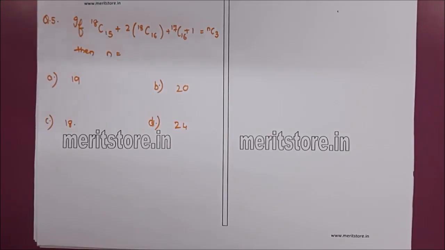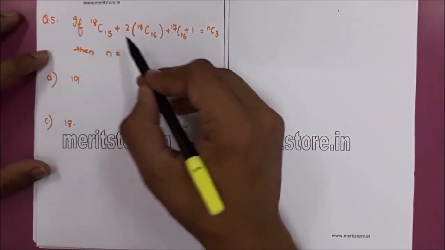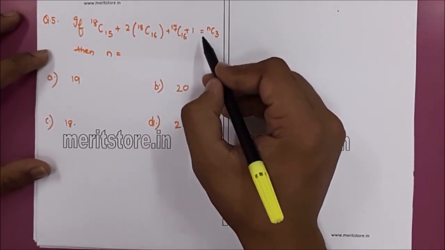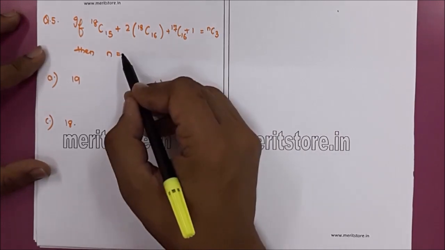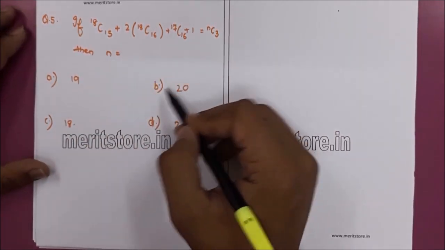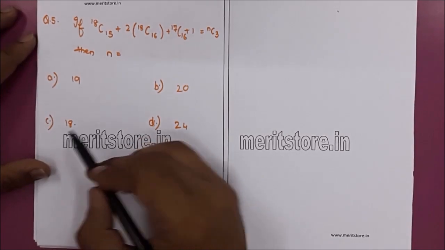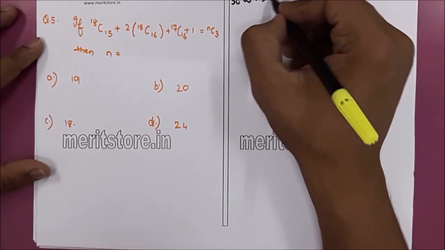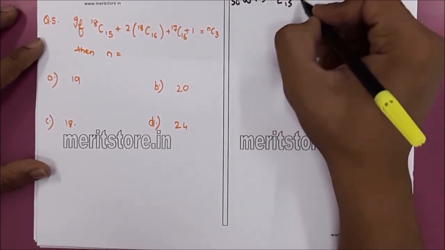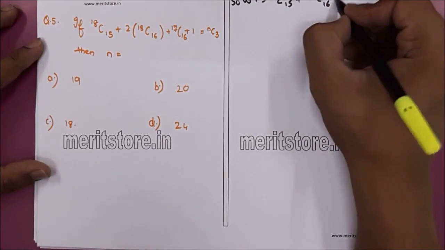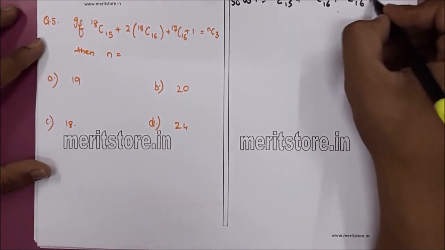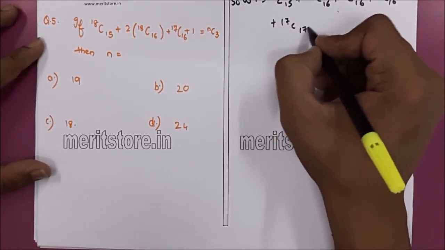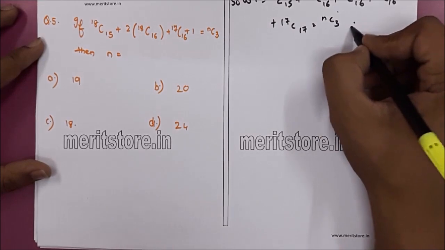If 18C15 plus 2 bracket 18C16 plus 17C16 plus 1 is equal to NC3, then n is equal to option A 19, option B 20, option C 18, option D 24. Therefore the solution is: 18C15 plus 18C16 plus 18C16 plus 17C16 plus 17C17 is equal to NC3.